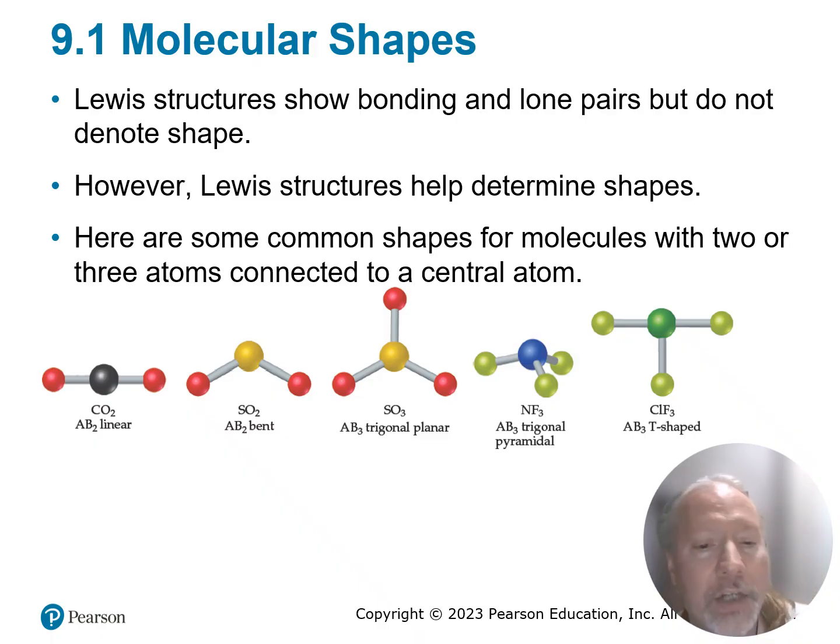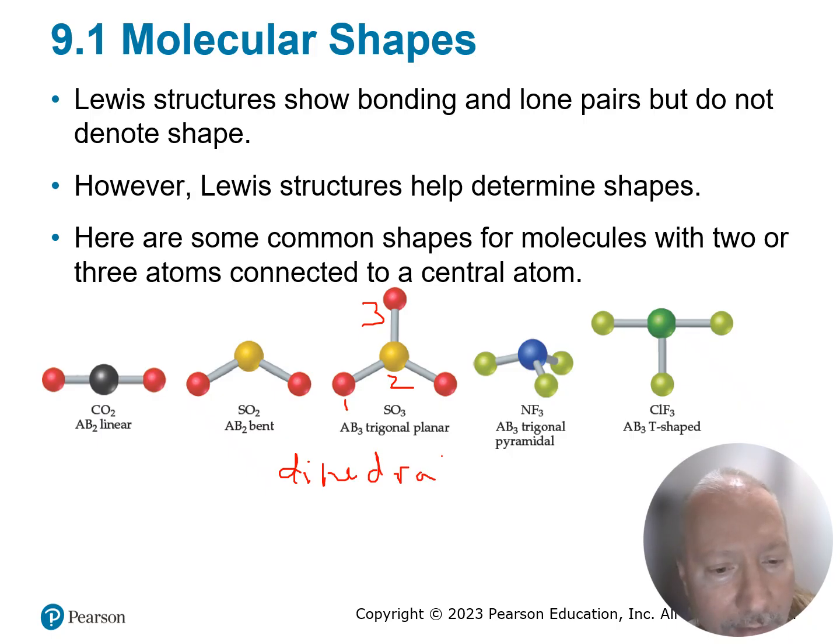It's AB3, trigonal planar, 120 degrees between each of these dihedral angles. If I were to ask you, what is a dihedral angle? We always need 3 atoms to get a dihedral angle. That could be 1, 2 is the central atom of the dihedral angle, and that is 3. So anytime we're talking about dihedral, we're talking about 3 atoms and the angle that they form. This one happens to be 180. This one here is roughly around 105 degrees.